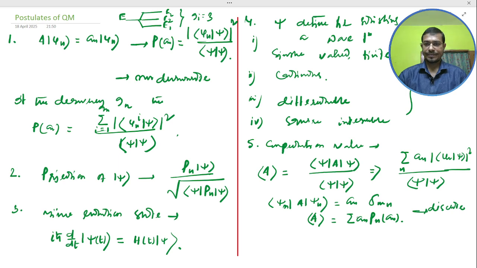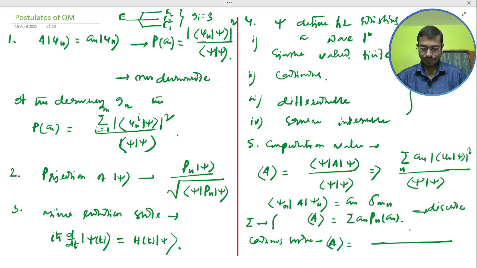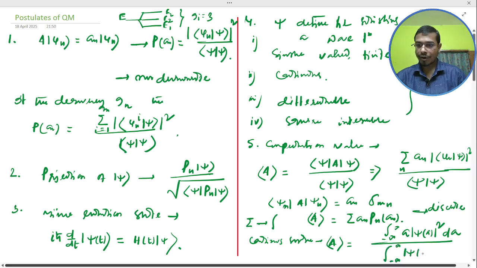And for the continuous system, the summation changes to an integral. For the continuous system, this is very important. The expectation of A should be equal to the integral from minus infinity to infinity of a mod psi of a squared, which is nothing but the probability, dA, divided by the normalization, the integral of mod psi of a squared dA. This is very important for the continuous system, the expectation value.